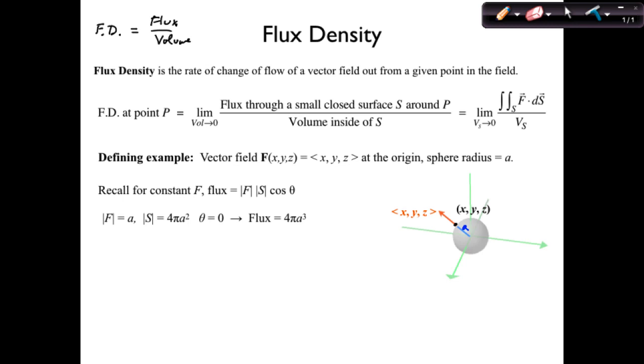So then we get the flux, it would be A times 4 pi A squared, which is the area of the sphere. Theta equals 0 because cosine is 1. So the flux is 4 pi A cubed. And so that'll be true for any size sphere, right? It'll be true for big spheres and smaller spheres. So the limit, as you bring it down to a point, is still the 4 pi A cubed, because that flux will be the same no matter what size sphere you have.